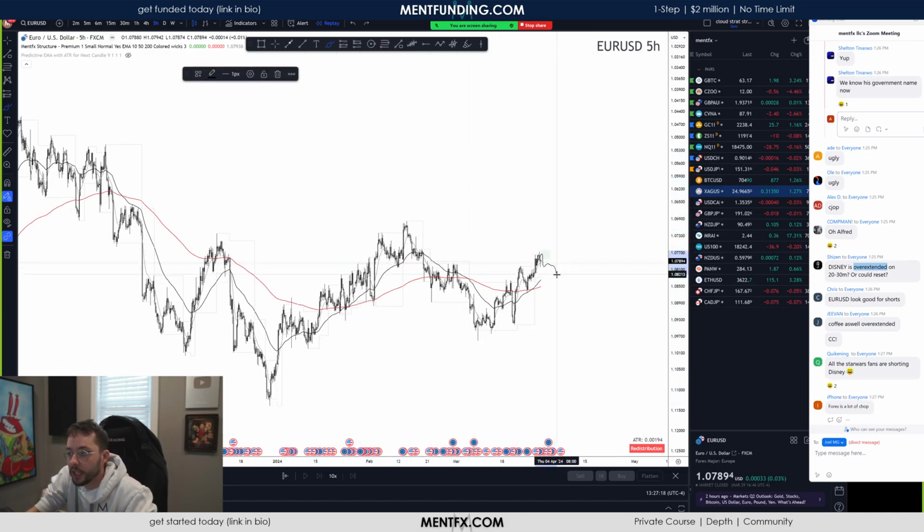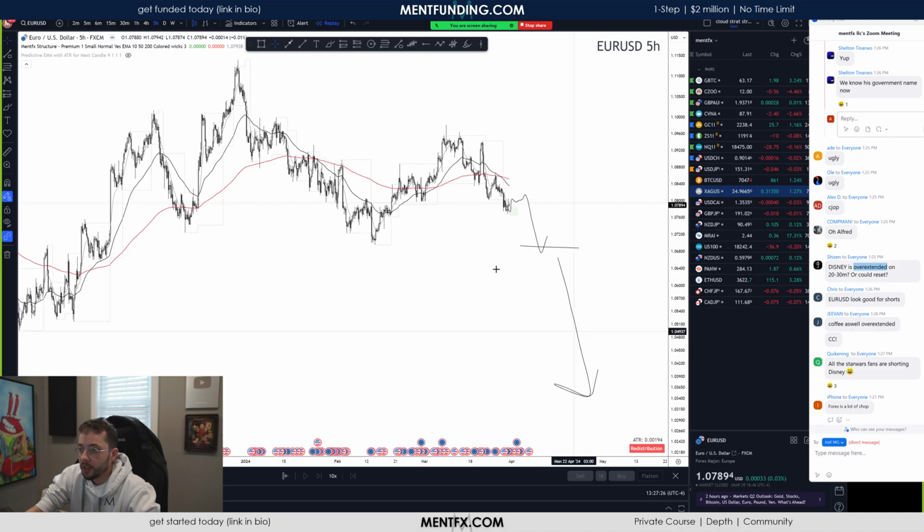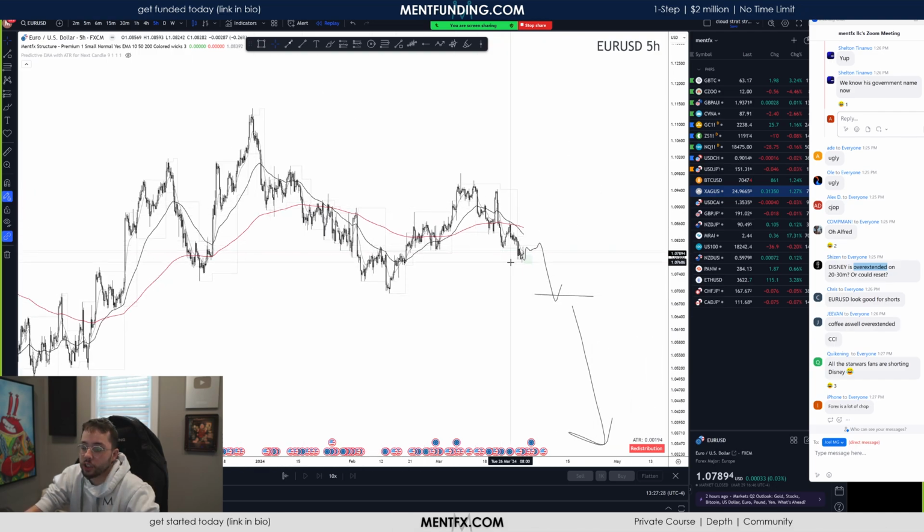Yeah, if it can start making its way out of here, around these 1.06s, to start following it short like this. So here you go. This will start looking really good. But right now, it's just choppy, guys.